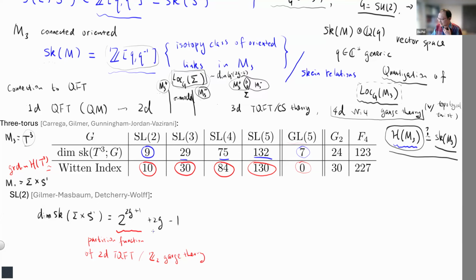But then there is a part that would worry you if you are a physicist. So this term is linear in G. In particular, it cannot be a partition function of a nice 2D TQFT.